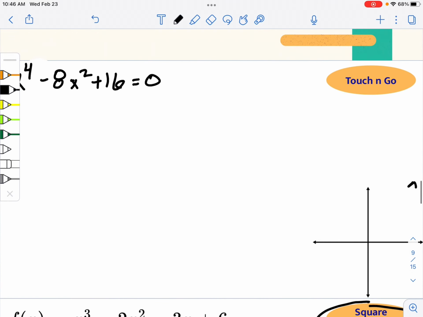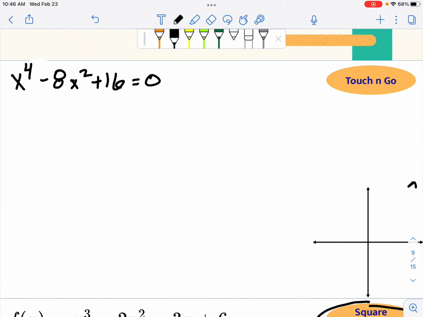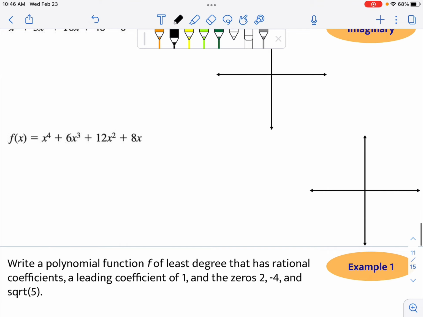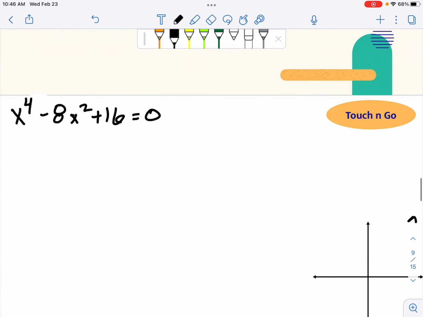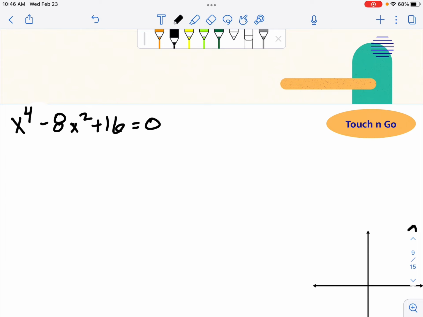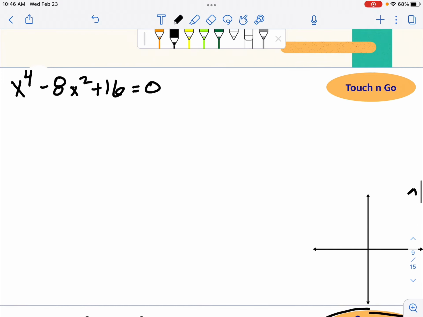All right, so let's look at a few examples here. Obviously they're not going to tell you, hey, watch out for the touch and go, watch out for the square root, watch out for the imaginary numbers. Really, the directions on all of these would say something like, find the zeros of the function by factoring. When they say find the zeros by factoring, that's really important, because under factoring we have a few things.